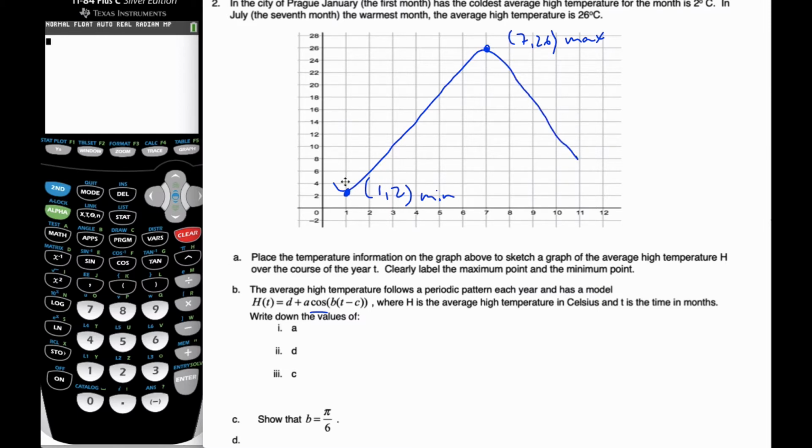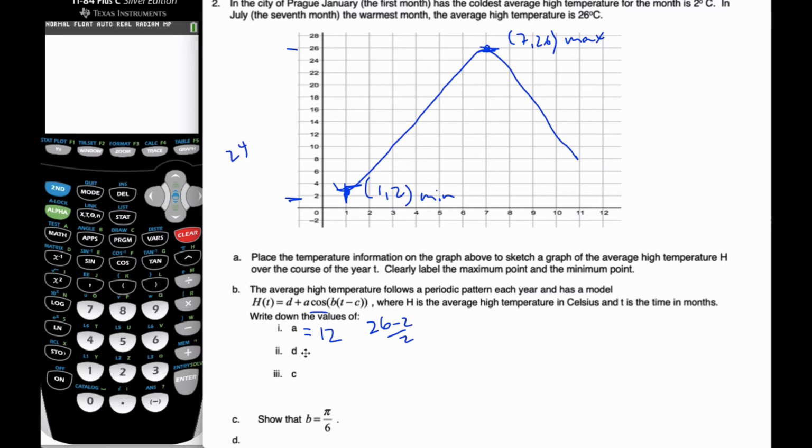And so this here, I recognize that if I want to find the A, if I look for the middle here, if I can find my principal axis, if I go from 26 to 2, that is a difference of 24. And if I divide that by 2, 24 divided by 2 is going to be 12, which is my A value. And so I go the difference, 26 minus 2, divided by 2.